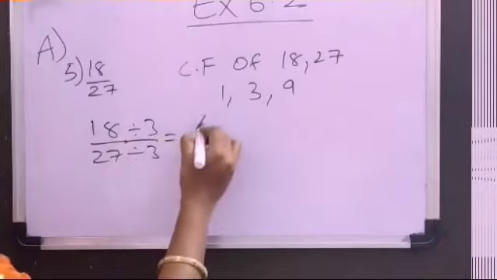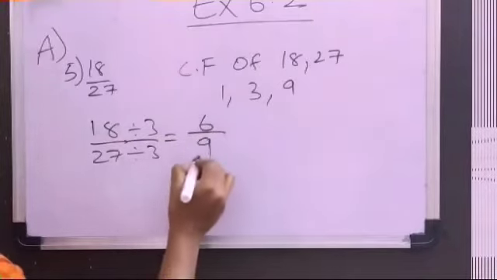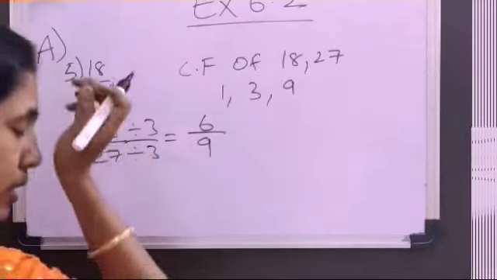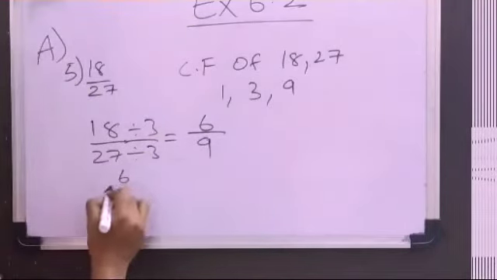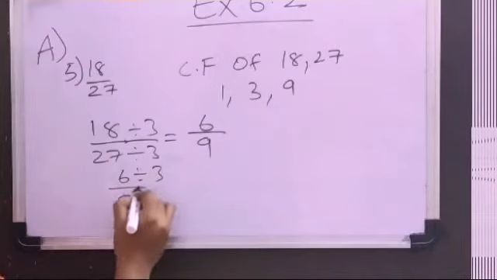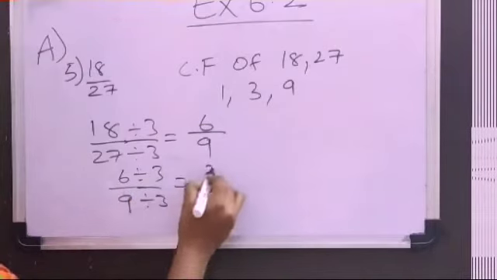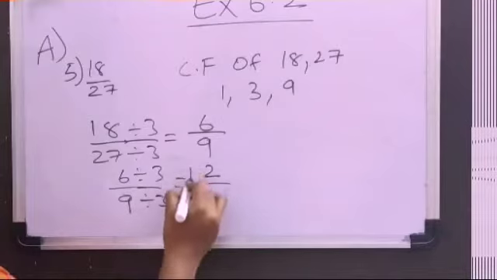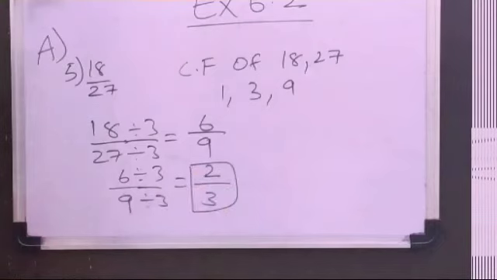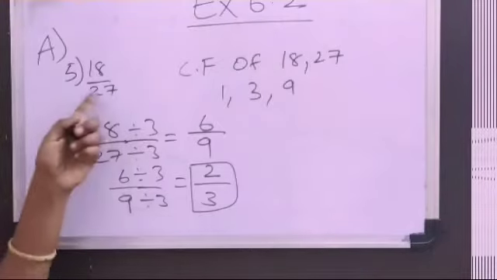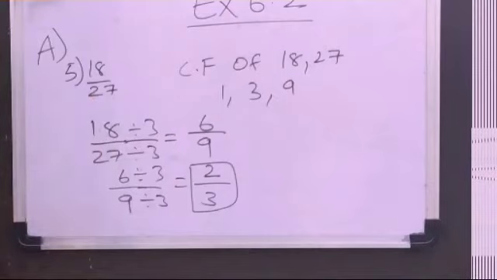3 6s are 18, 3 9s are 27. Now this is not in the lowest terms. Okay, still we can reduce it. So take 6 by 9 and again divide with 3. You will get 3 2s are 6, 3 3s are 9. Now further you cannot reduce it because both are prime numbers, and their common factor will anyway be 1. So this is the lowest term of 18 by 27.